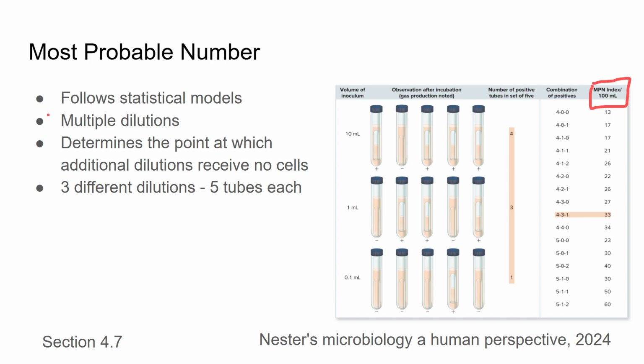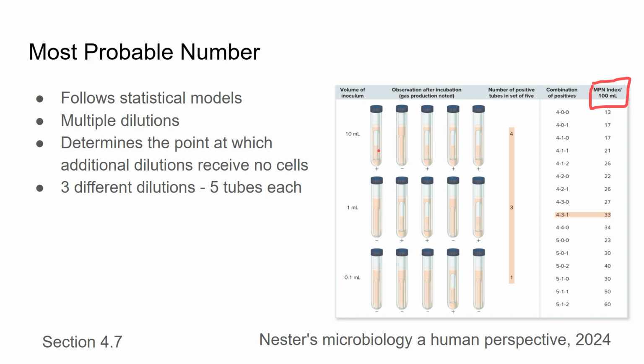So what you're going to do is take multiple dilutions. You're going to make a 10 milliliter dilution, a 1 milliliter dilution, and a 0.1 milliliter dilution from your original one. And you're going to take 5 tubes of each. So 5 of 10, 5 of 1, 5 of 0.1. And you're going to put in an inverted tube that's filled with liquid. Each of those inverted tubes will originally be filled with liquid like this one. However, if bacteria are growing, then you're going to have bubbles start to form.